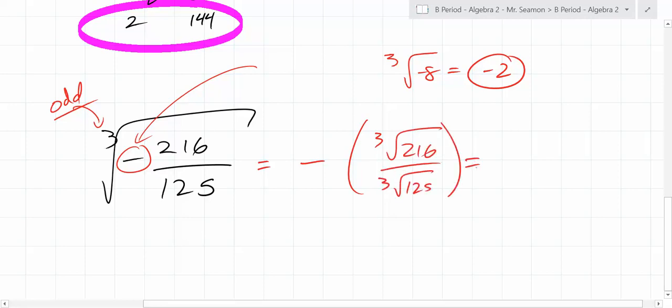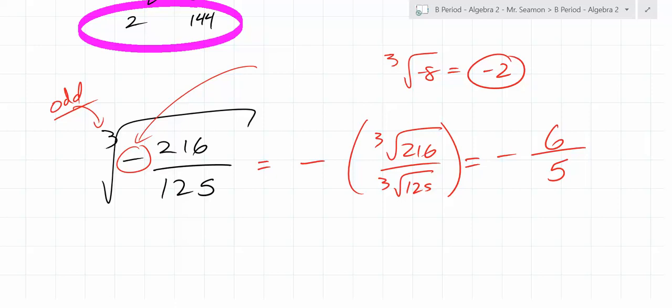Now, hopefully, you're going to remember that the cube root of 125 is 5, but 216 might be a little harder. Do you know what it is? It is 6. It's just negative 6/5. 6 times 6 is 36. 36 times 6 is 216. You're done. You can do the odd root of a negative number.